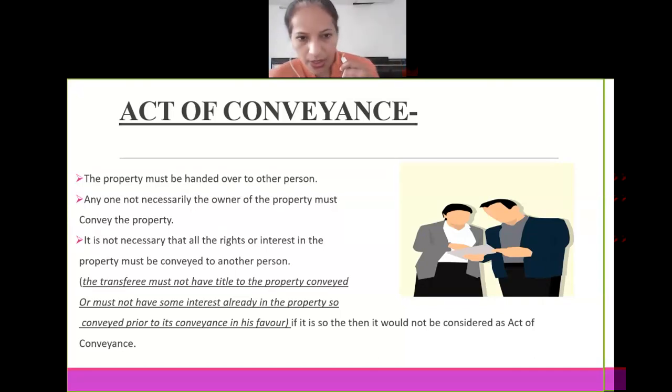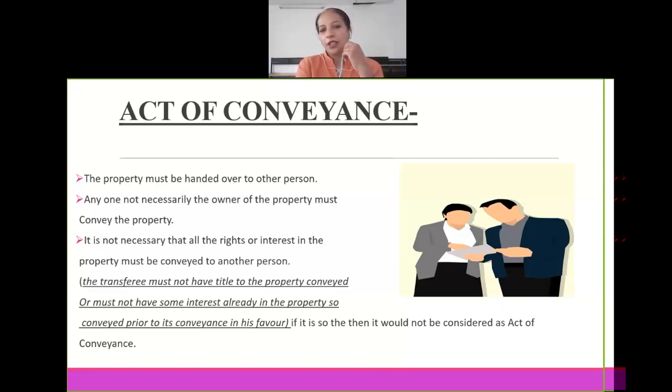So it is not necessary that all the rights or interest in the property must be conveyed to another person. The transferee must not have a title to the property conveyed, or must not have some interest already in the property so conveyed prior to its conveyance in his favor. Now students, this again is a very important line. I have underlined it. What does this mean?